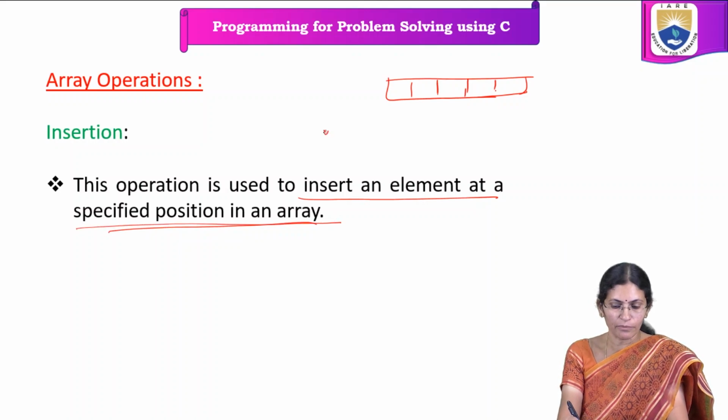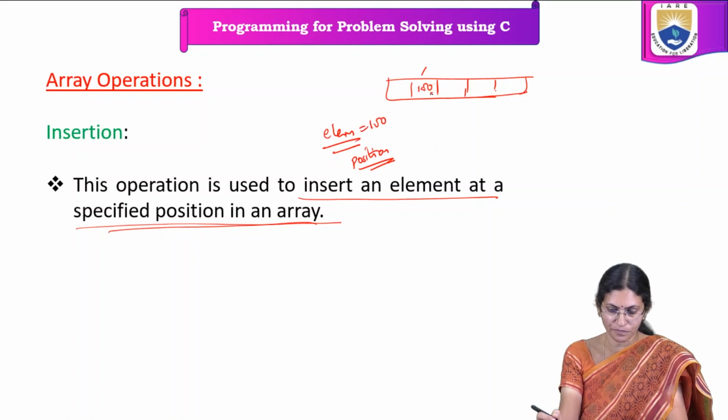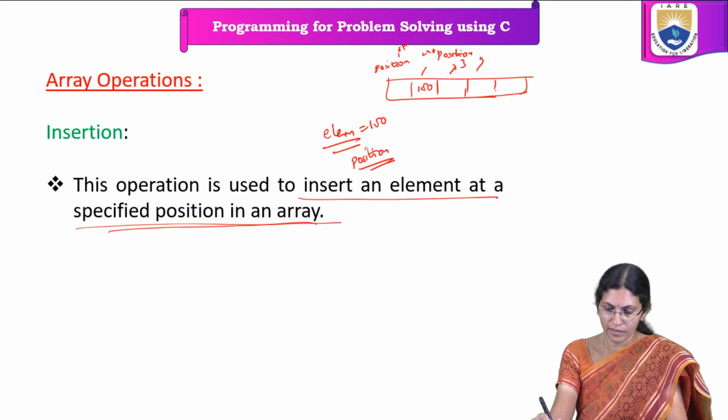For this, the element value has to be given by the user, and the position also has to be specified by the user, at which position the element has to be inserted. Suppose the user specifies the second position, and the element value is 100. So 100 has to be inserted at this position. This is the first position, this is the second, this is the third, the fourth, and the fifth position.